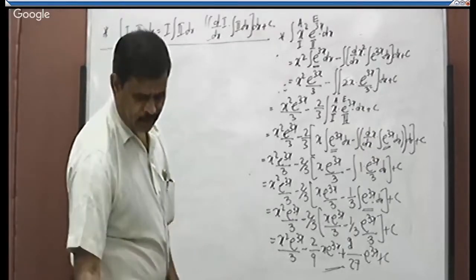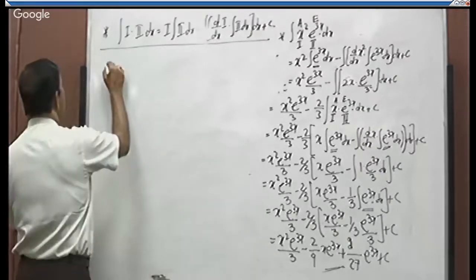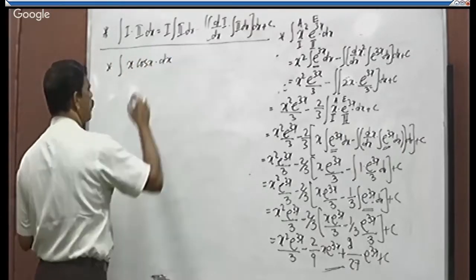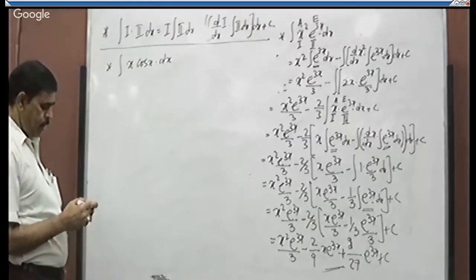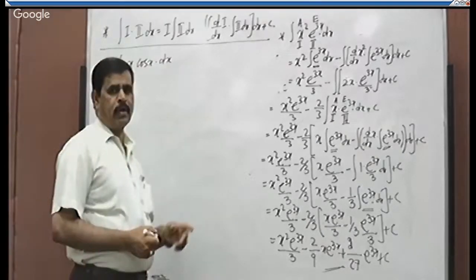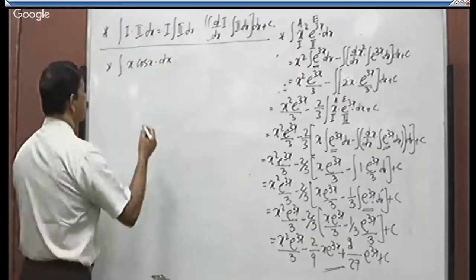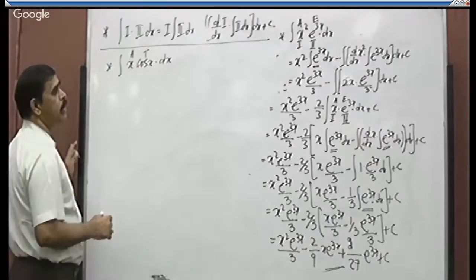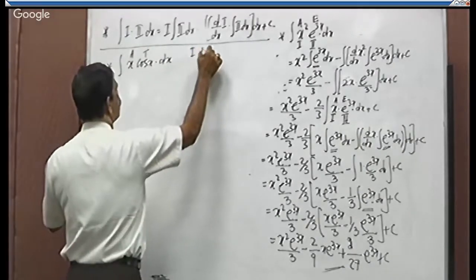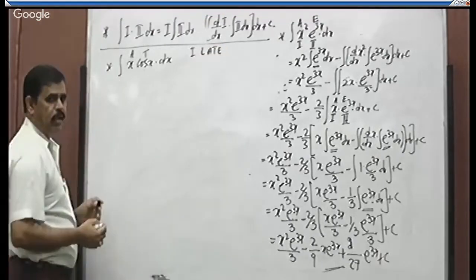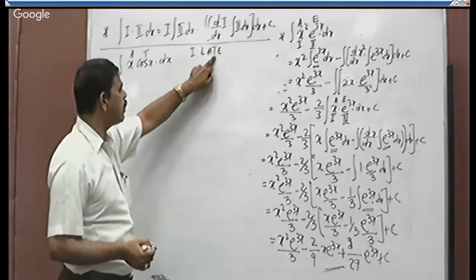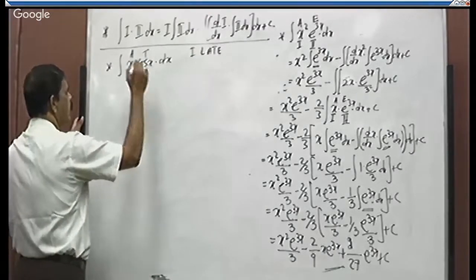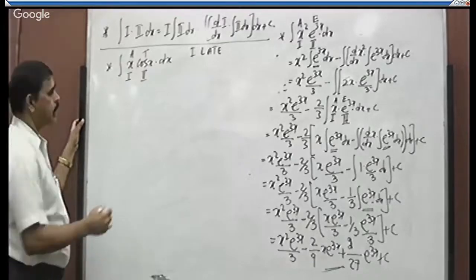Next, let us take other problems. Integration of x into cos x dx. First, identify the terms. One is x, other one is cos x. x will be called as algebraic, cos x will be called as trigonometry. According to the word ILATE, which comes first, A or T? A comes first, then T, correct? So algebraic will be the first, trigonometric will be the second, right?